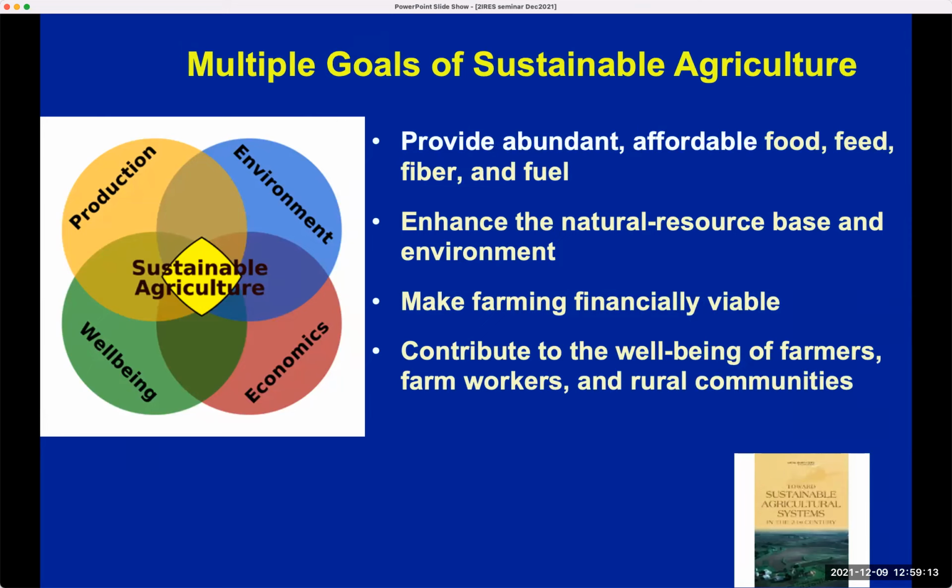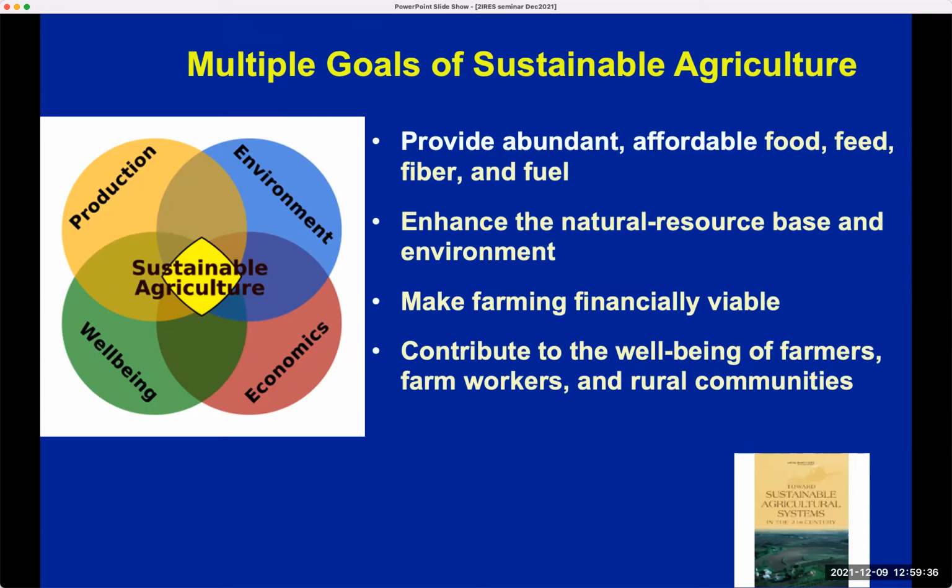Most people will say three, but the U.S. National Academy of Sciences defined four because they separated out the quantity and quality of food production. So to be sustainable, if you're a farmer, this is hard as heck to me. Provide abundant, affordable food, keep farming fuel.